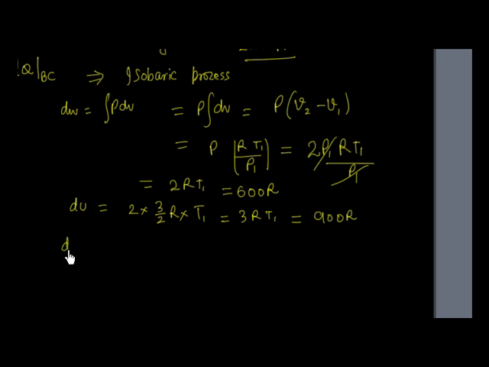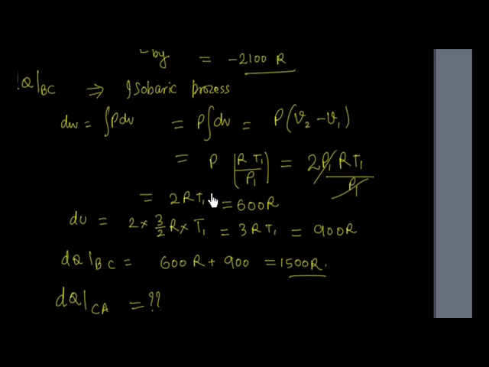So what is dq in process BC? It is simply dW plus du. dq is du plus dW. So 600 R plus 900 R, so this becomes 1500 R. Simple. Are you getting it or not? So this is the heat change in process BC. Similarly, we can calculate the heat change in process CA. So let us discuss this one.